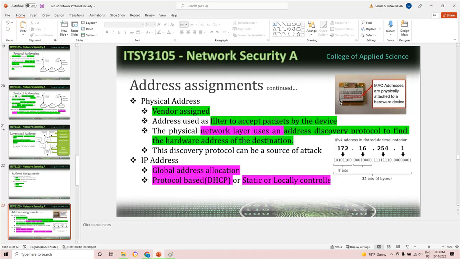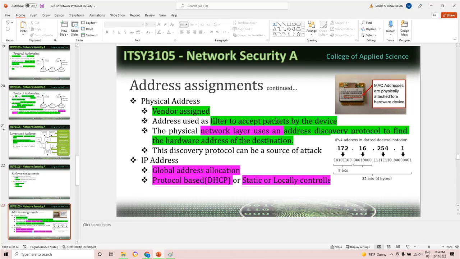So the manufacturer, the vendor, would implant this address into the device when the vendor is selling the network card. So physical address is vendor assigned. So we cannot change or allocate the address. It is vendor assigned. So it's a filter to accept the packets by the device. That means in a local area network, if you are sending a message from one computer to another computer, how it reaches a specific computer is using the MAC address.